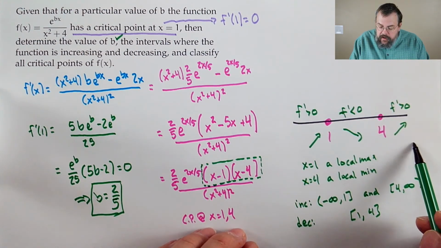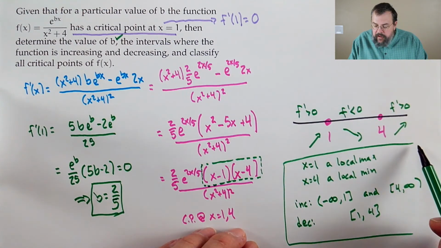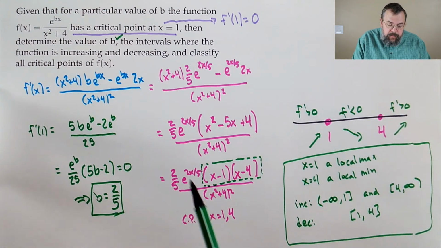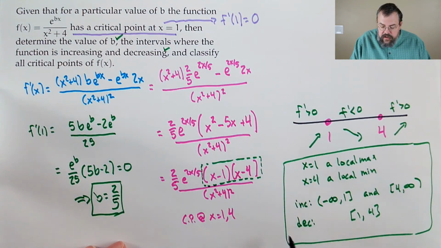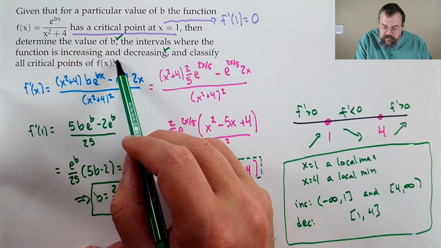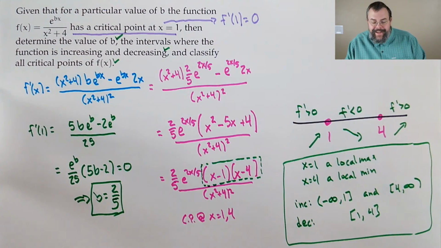And there we go. That's that. And we answered all the questions, right? We found the value of b. We figured out the intervals where the function is increasing and decreasing. And we've classified the critical points. And that's all we needed to do. All right, good. Cool.